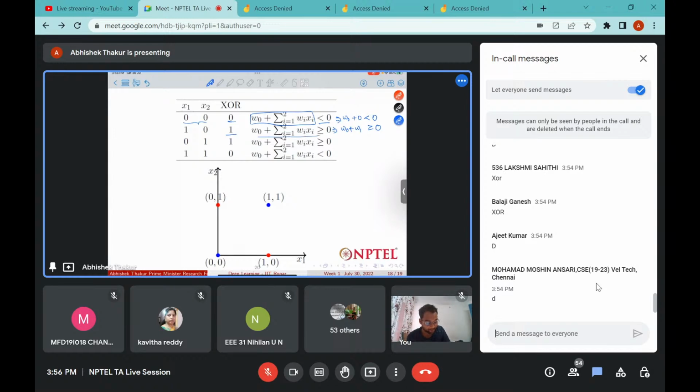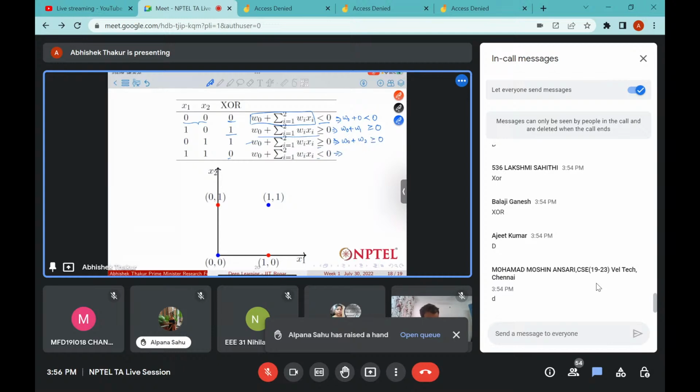When the output is 1, this means the summation is greater than or equal to 0. So for this also, the summation will be greater than or equal to 0. And for the last case, again, this is the negative value, that is 0, so it will be less than 0. So our third equation we will get as W naught plus W2 is greater than or equal to 0. And the fourth equation we will get W naught plus W1 plus W2, sorry, less than 0.